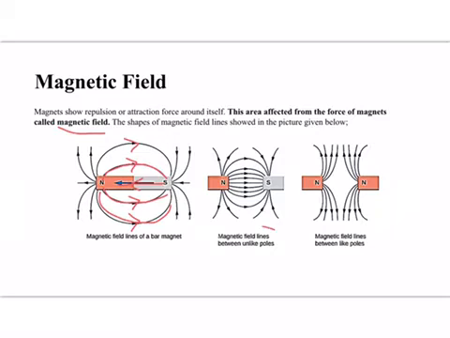When we have magnetic field lines between unlike poles, you see that the magnetic field lines are directed from north to south. If we have magnetic field lines between like poles, you see that they are directed away from the north poles and there is no intersection between the magnetic field lines.